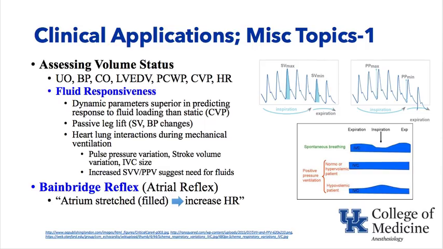We use urine output, blood pressure, cardiac output. We can look at left ventricular end diastolic volume on echo. We can measure pulmonary capillary wedge pressure or occlusion pressure, CVP, and heart rate as a reflection of volume status.